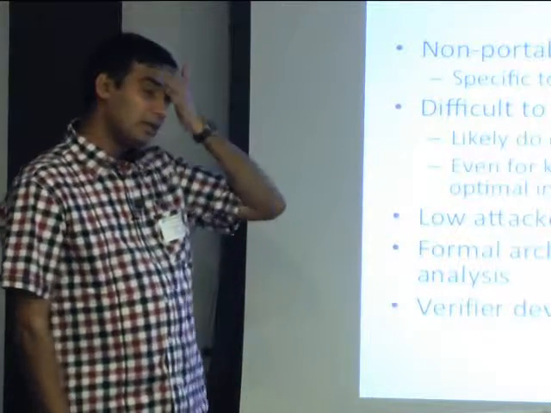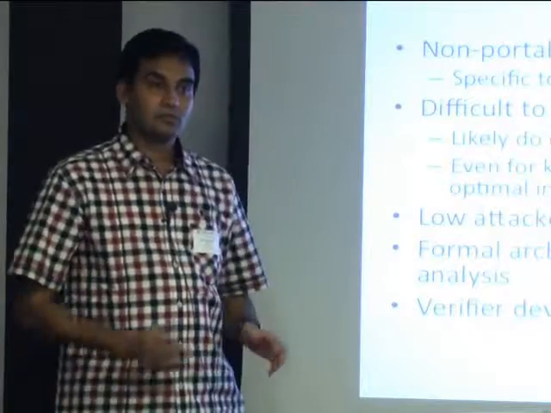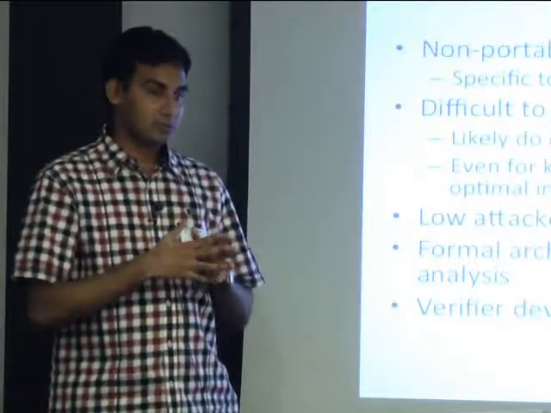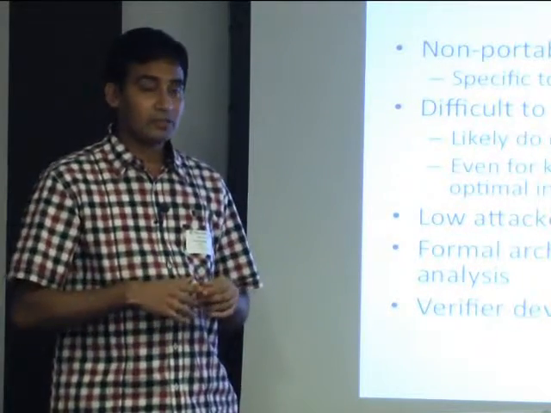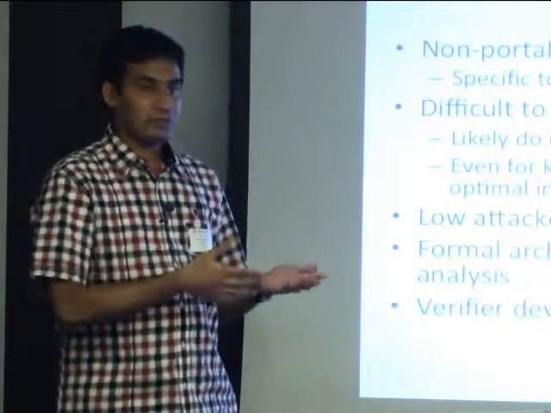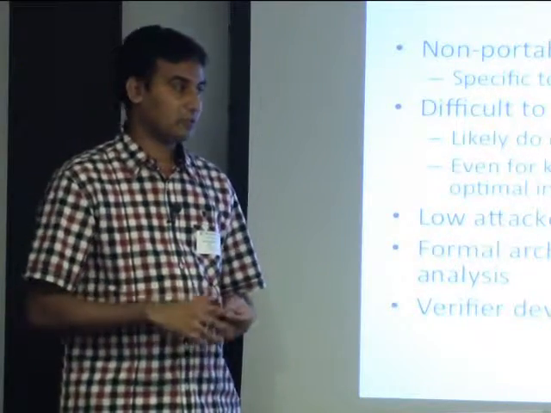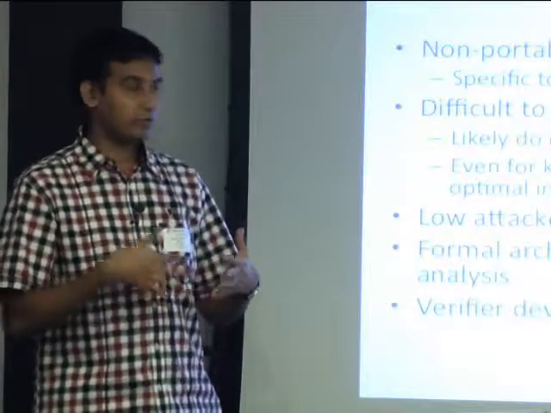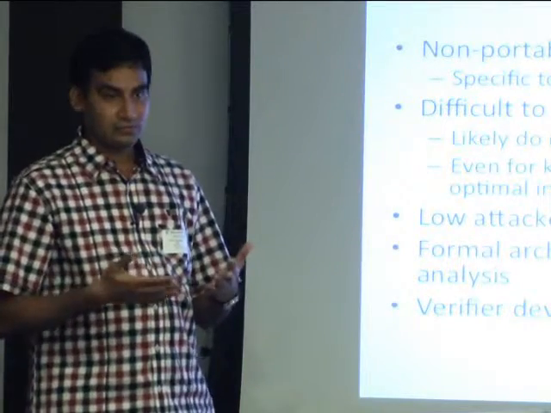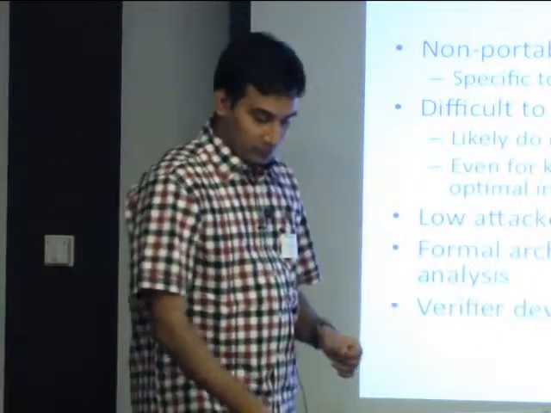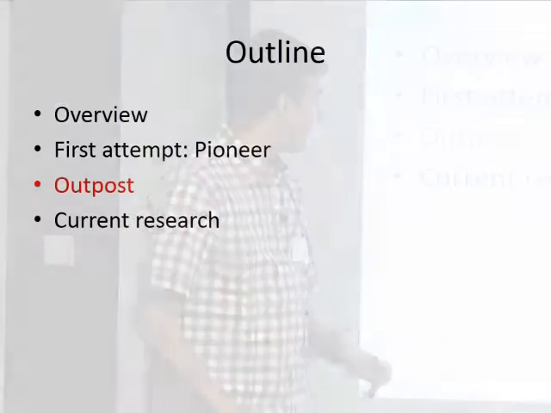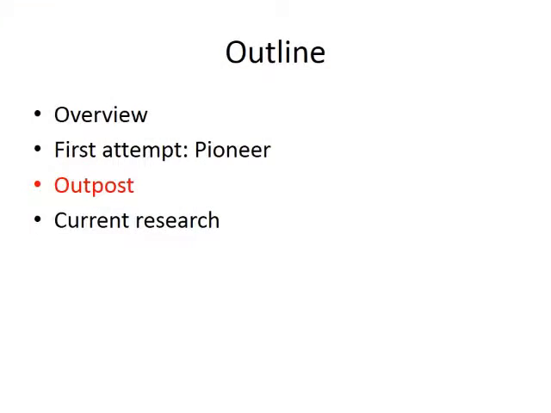And in Pioneer, the verifier device that we used was actually another computer. It was not this USB stick. And so people pointed out, how do you trust the verifier? I mean, it's in fact another computer. What if the verifier lies to you? So if a human is involved in the verification process, then that's a problem. Right? So this pretty much was the state of things when we started working on the next prototype, which is called Outpost.